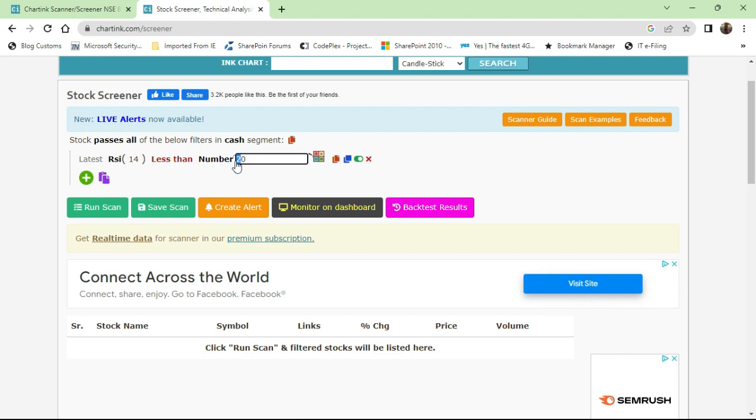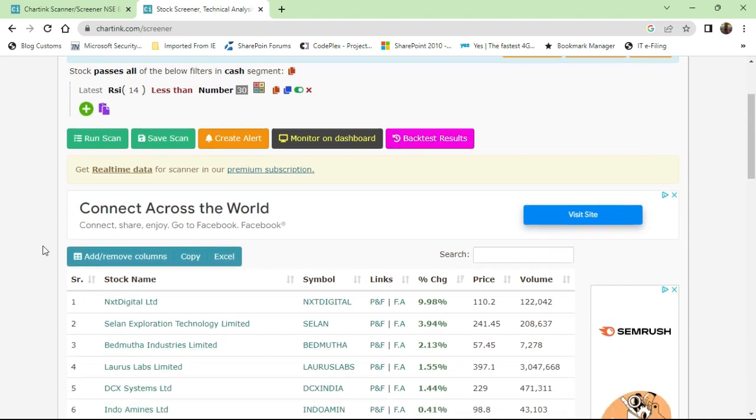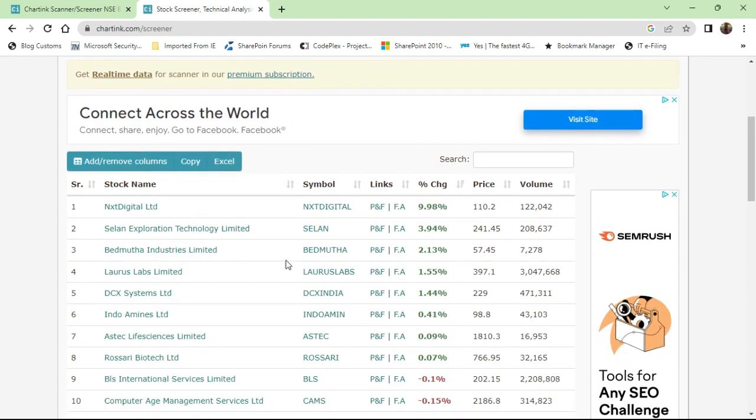Okay, so I want to find some stocks where the relative strength indicator is less than 30, right? Once you create your own scan, you just click on run scan. When you run the scan, you are able to see all the stocks where the relative strength indicator is less than 30, right?